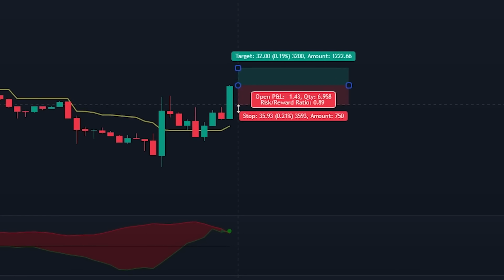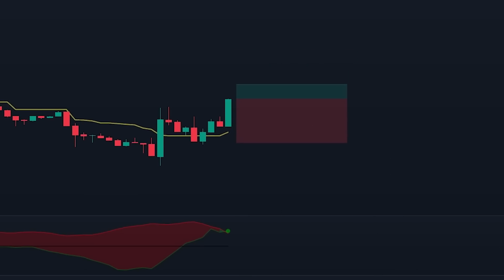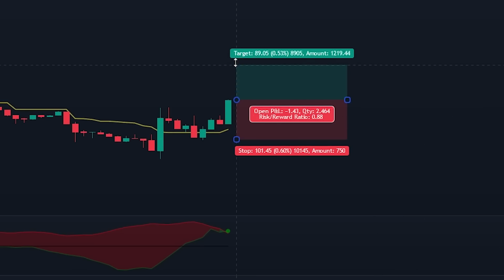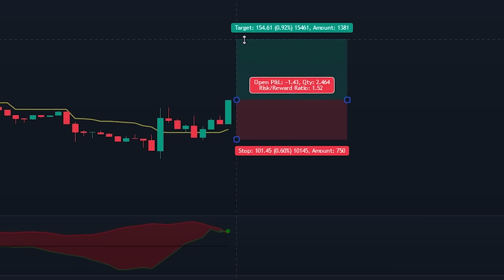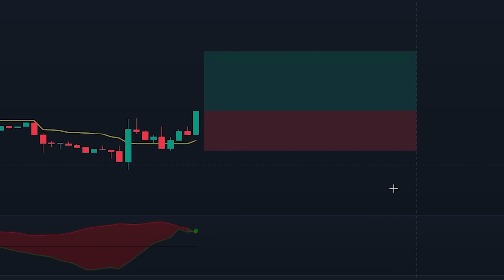We will place our stop loss at the recent swing low, which is the lowest point the price has reached before it started to move higher. For the take profit, we will be targeting a 1.5 times risk to reward ratio. This means that our potential profit will be 1.5 times greater than our potential loss. Now let's see how the trade plays out.